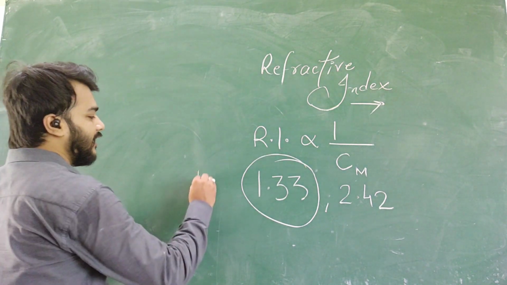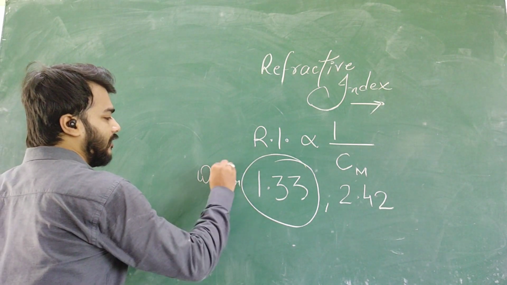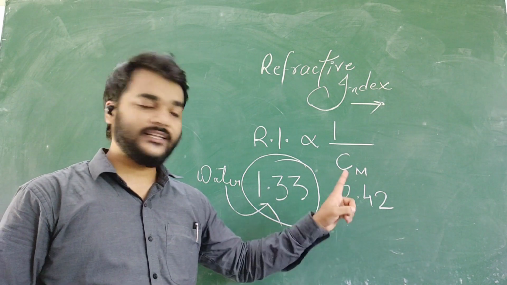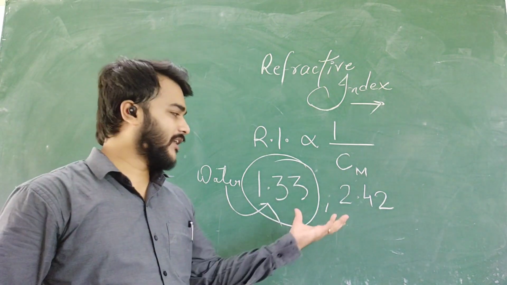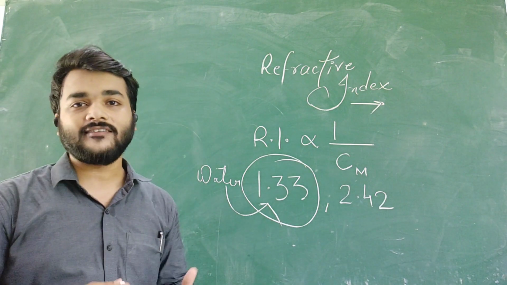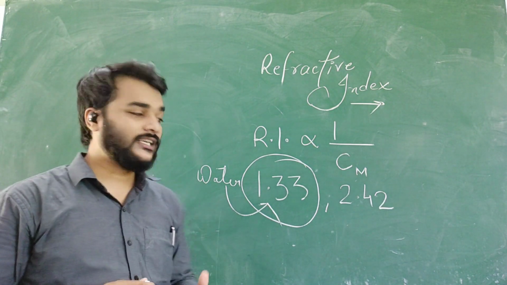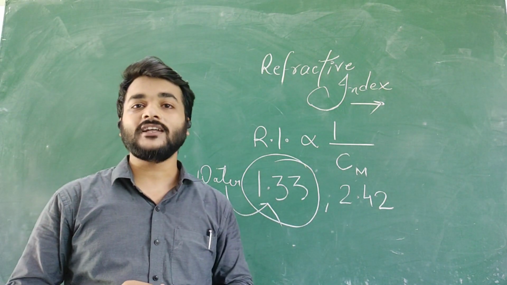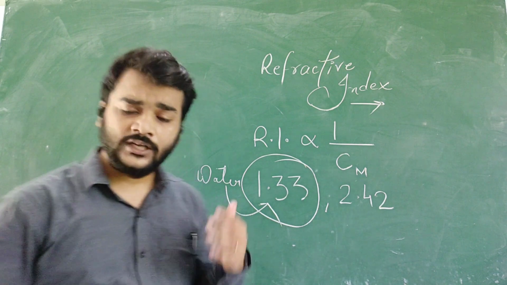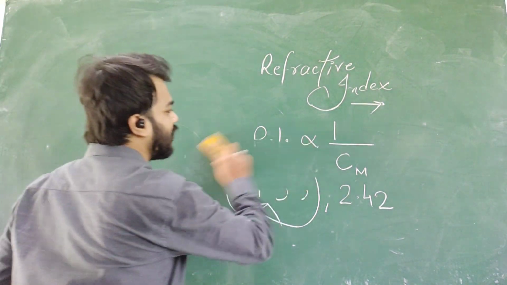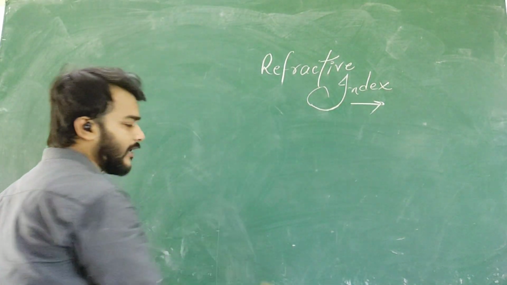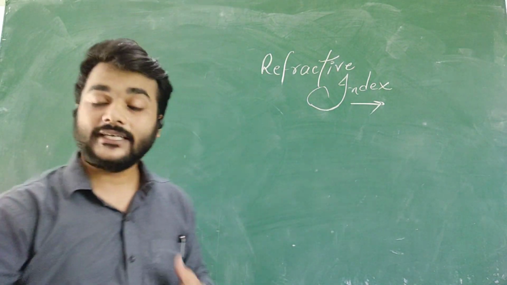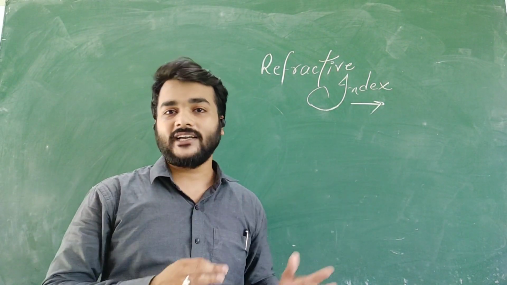Okay? Suppose this is water, and its refractive index is 1.33. This medium is diamond and the refractive index is 2.42. Now by just comparing the two values of the refractive index, we can easily get the answer that the speed of light in water will be higher than the speed of light in diamond. Okay. Now let's compare how much higher or lower the speed of light will be. We have understood whether the speed of light will be higher or lower, but how much higher or lower, let's understand that also.